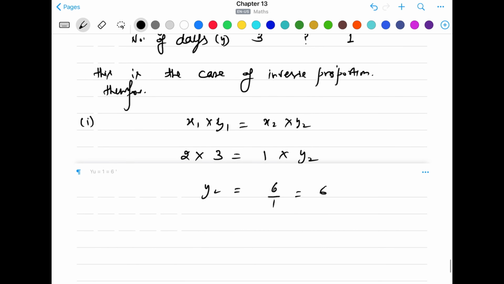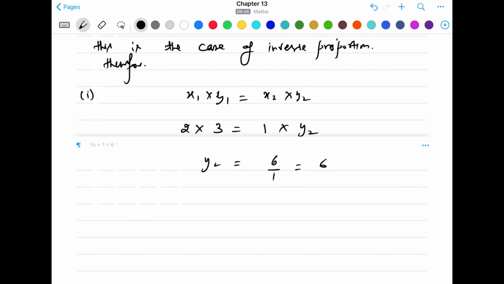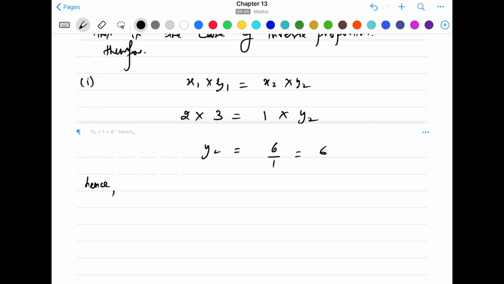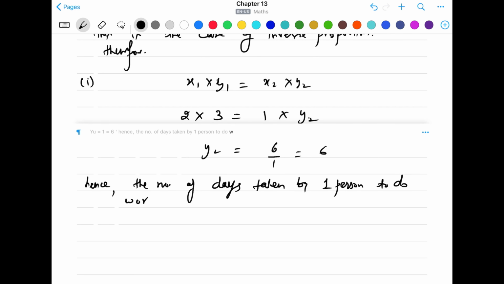That means if 2 persons can do that work in 3 days, then 1 person will do the job in 6 days. Hence, the number of days taken by 1 person to do the work is 6 days.